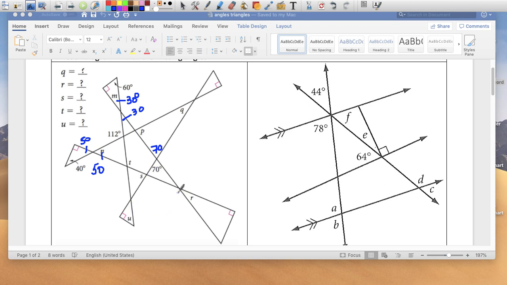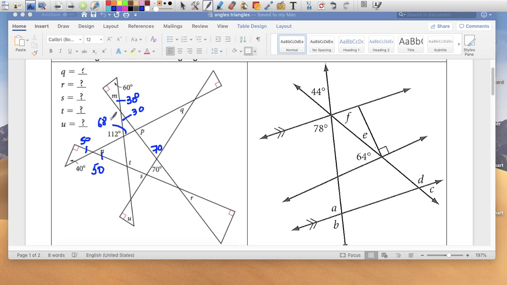Let me see what else I can do. That's 30, that's 112. Let's see. It's 112. Yeah, 112 looks like the angle outside, so which means this one right here, I'm putting a dot, right? They're supplementary, 112 and that little dot, so that's 180 minus 112, which gives you 68. So that angle over here, and I'll pull it out, is 68.